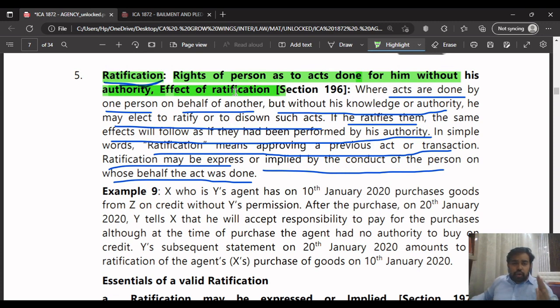So here, the important keywords you have to remember are that the act was done by one person for another without his knowledge or authority. That is one important word. Next is he may elect to ratify or to disown such acts, meaning he can either approve or disapprove. If he ratifies, if he accepts, if he approves, then it will follow as if they had been performed by his authority. Ratification means, like I said, approving the previous act or transaction.